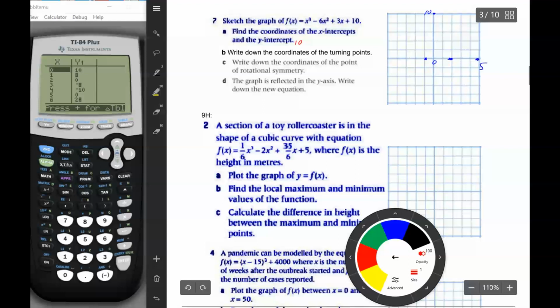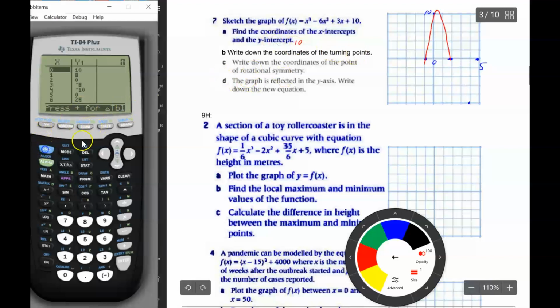And so part of the graph looks kind of like this. And then it goes down, and 4 comma negative 10 is another point. I'm thinking that it goes below that, but let's look at the max and the min points, because it says write down the coordinates of the turning point.